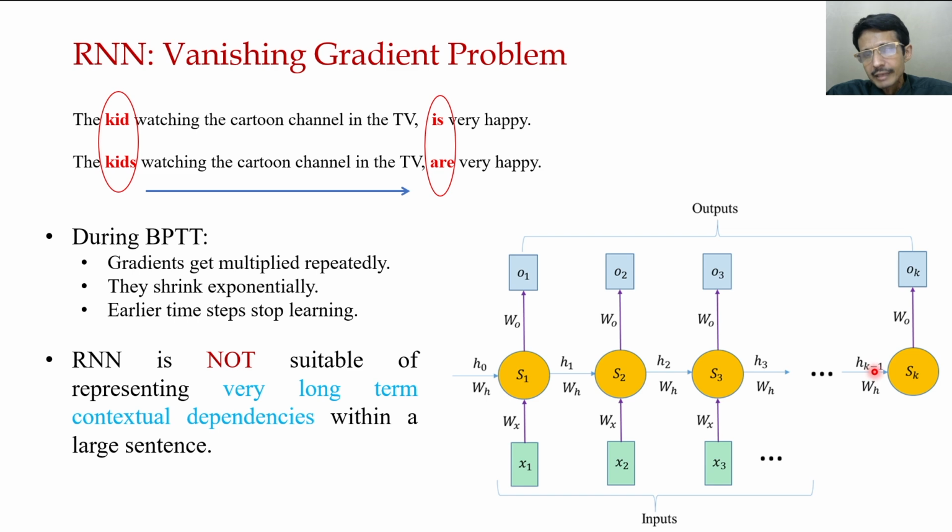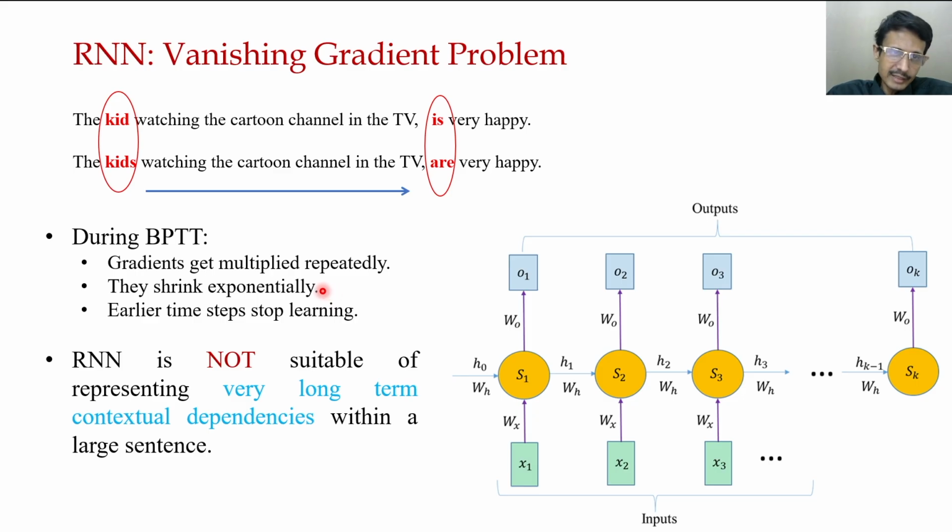Now if this value of k is high, as per this sentence, maybe it's another longer sequence, a longer sentence. But for our understanding, if this k is very high, then when the error gradient comes here, it is almost decaying to zero, as per what we have seen in the last few slides. So the error gradient decays or shrinks exponentially.